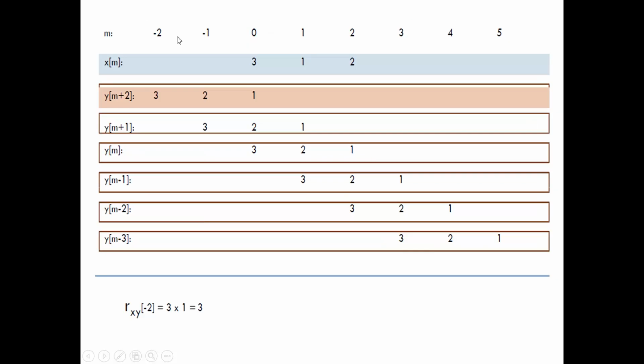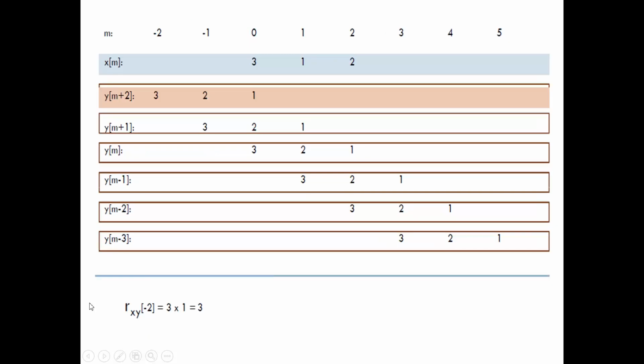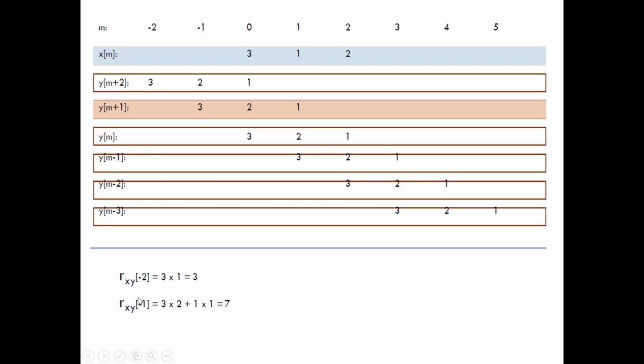All right. Now let's calculate the values. Let us calculate the first value, r_xy[minus 2]. We take y[m plus 2] here. So 3 multiplied by 0, 2 multiplied by 0, but 3 will be multiplied by 1. So it is 3, everything else will be 0. So r_xy[minus 2] is 3. For r_xy[minus 1], this is y[m plus 1]. So 3 will be multiplied with 0, 3 will be multiplied with 2, and 1 will be multiplied with 1. So it will be 7.